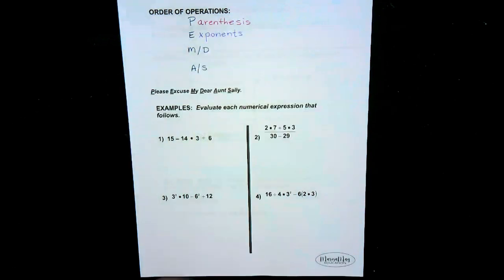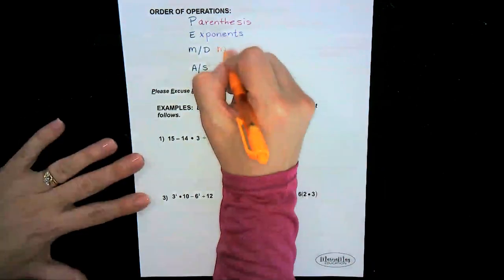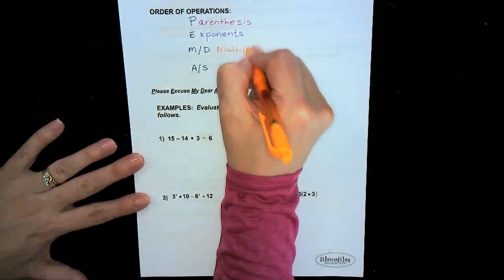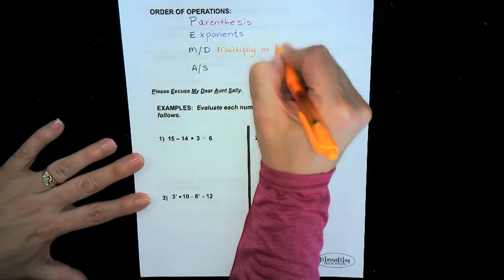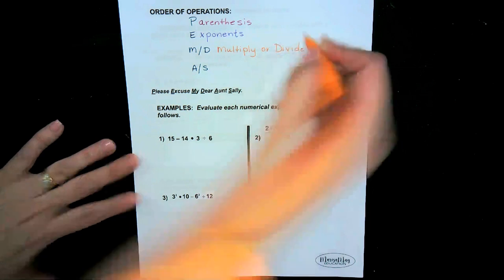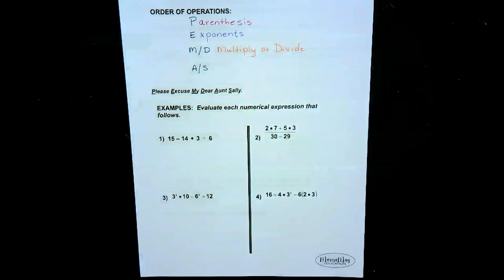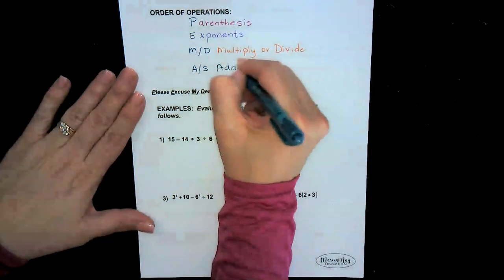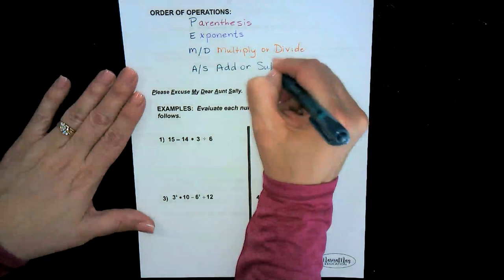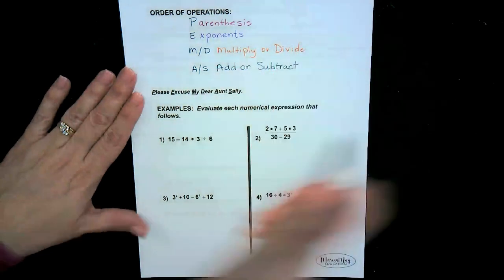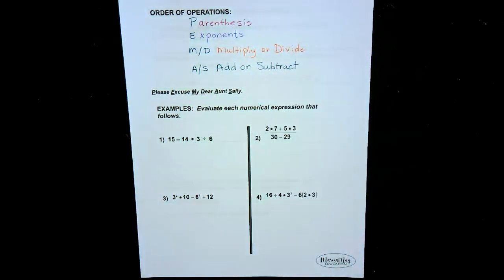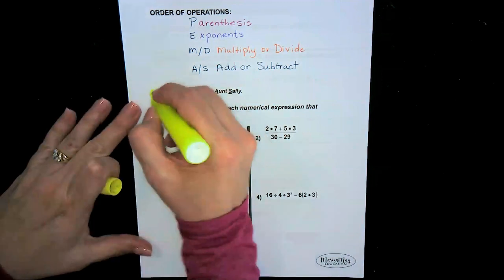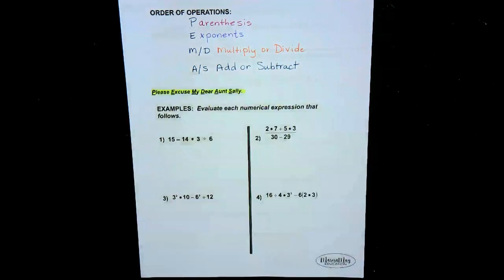Now the M and the D go together because we actually multiply or divide in order from left to right. And then our final one, add and subtract, I put together again because we add or subtract in order from left to right. And you may have learned the phrase, please excuse my dear Aunt Sally, to help you remember the order of those letters, or the order of the operations here.